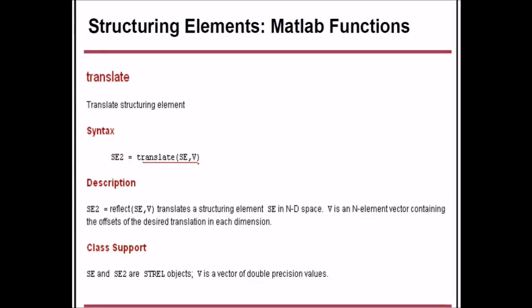We have this translate, and what this does is it translates a structuring element. So it translates this SE in n-dimensional space. This V is the n-element vector containing the offset of the desired translation in each dimension.